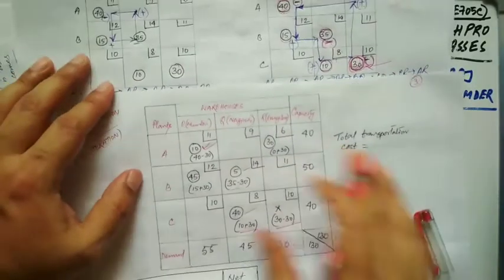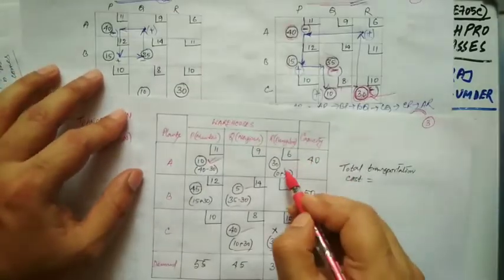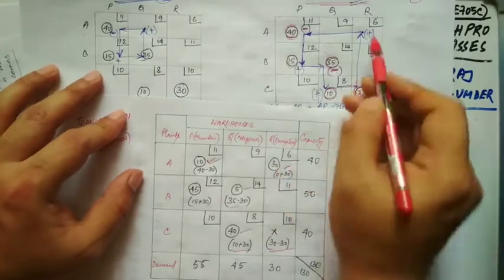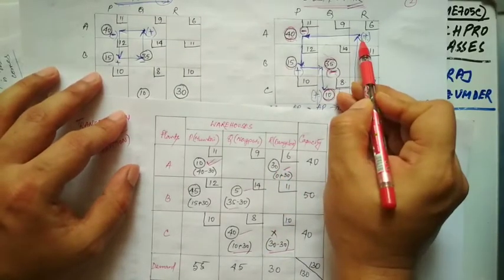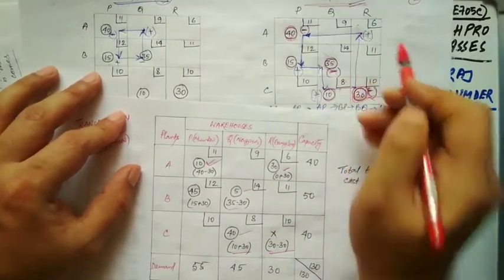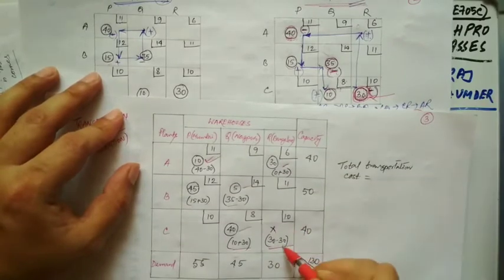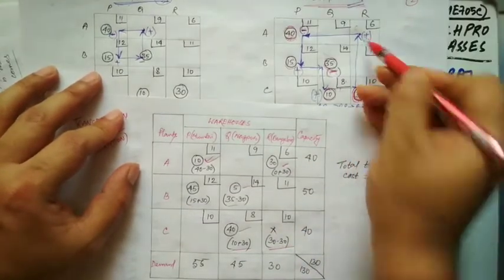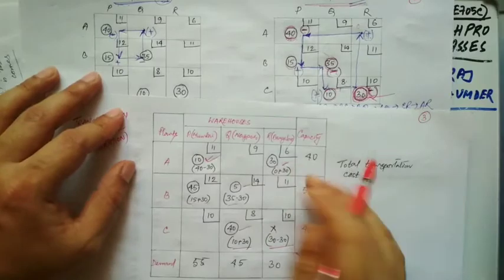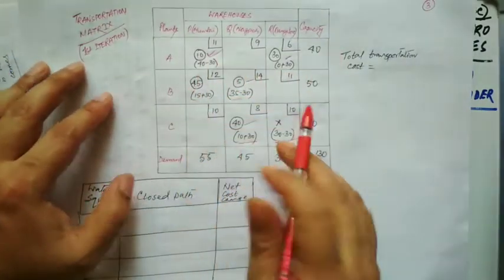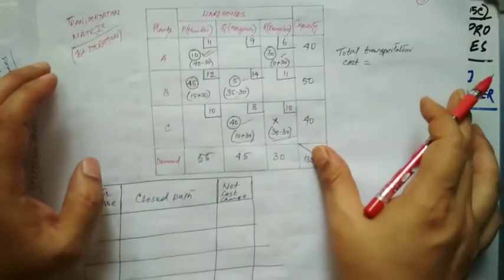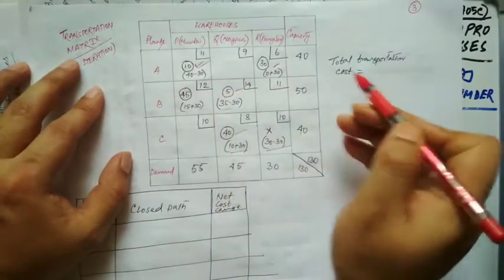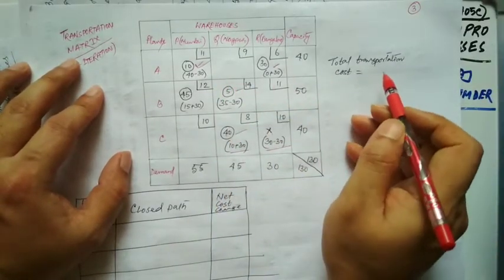Okay, next the last cell, it is this one. There were no allocations over here, so you can take it as a 0. Now you have to add 30 plus 0, which gives you 30. So we have this new transportation matrix. Now we have to again calculate the transportation cost.